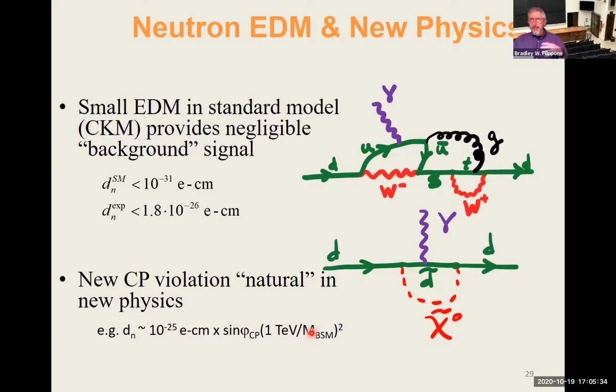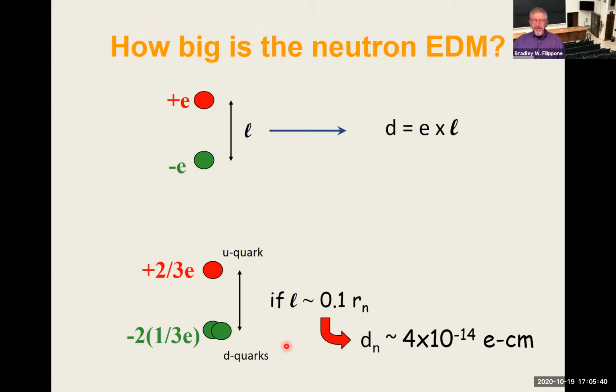And so they are potentially sensitive to physics beyond what's studied at the Large Hadron Collider or even the next Large Hadron Collider. So just to set the scale, an electric dipole moment is a charge times a length. So for the neutron, what should it be? Well, let's just separate the charge by, say, 1/10 of the radius of the neutron. You have a length, and you have charges of plus and minus 2/3. You get 4 times 10 to the minus 14 e centimeters. You just plug in the numbers.